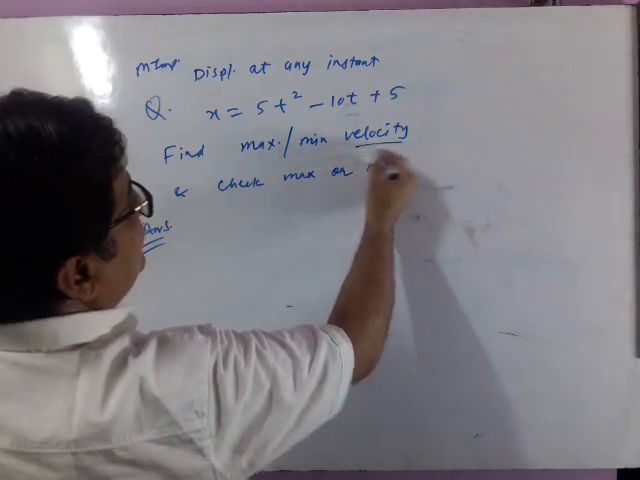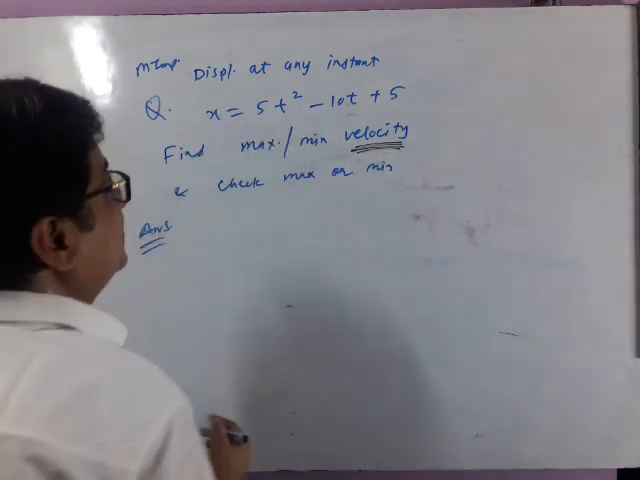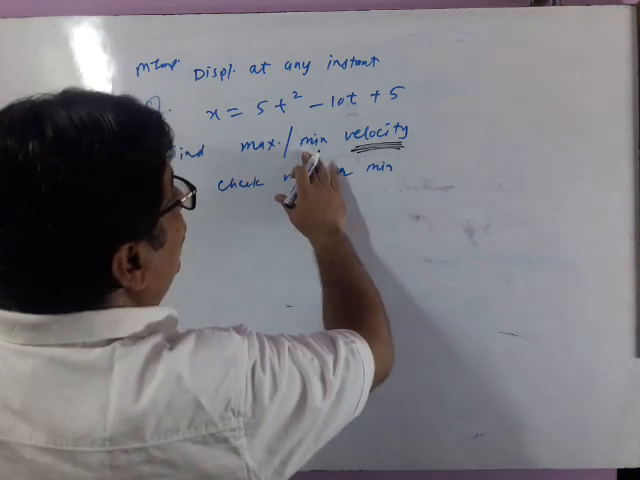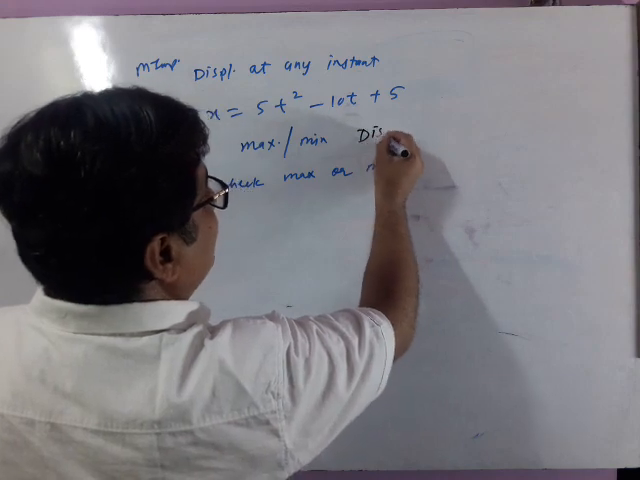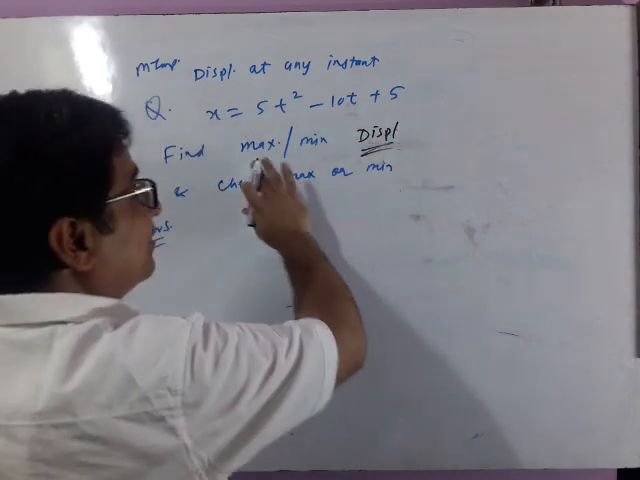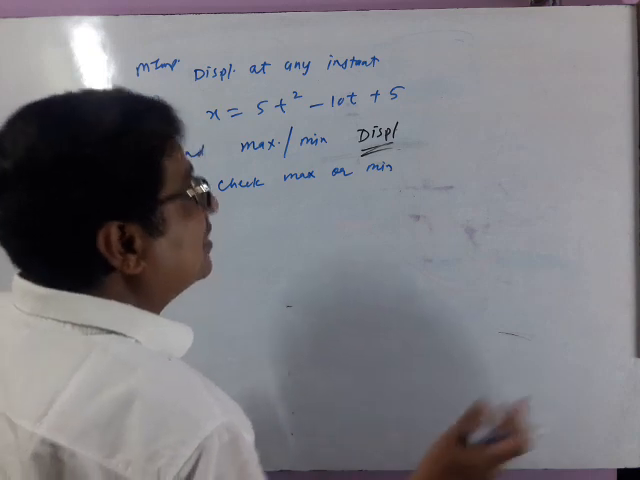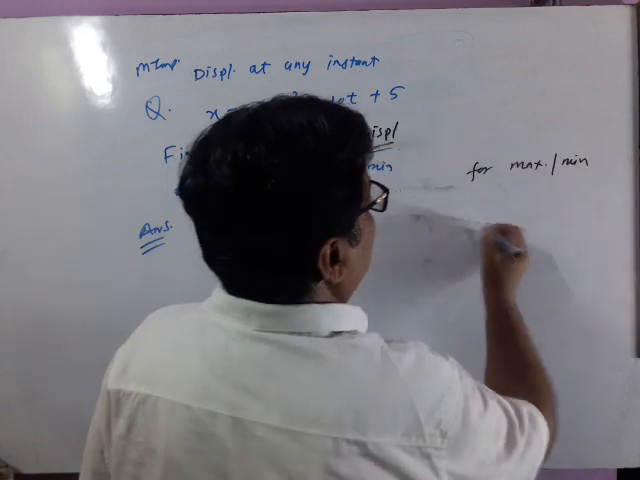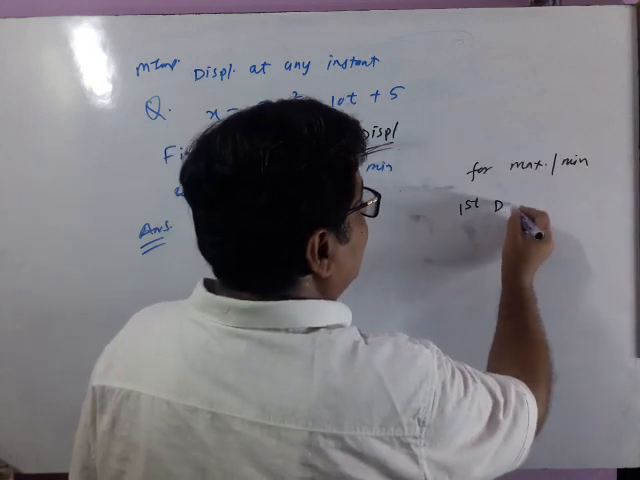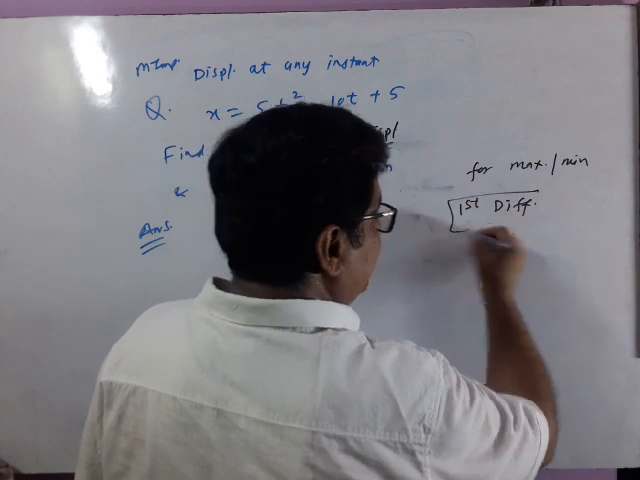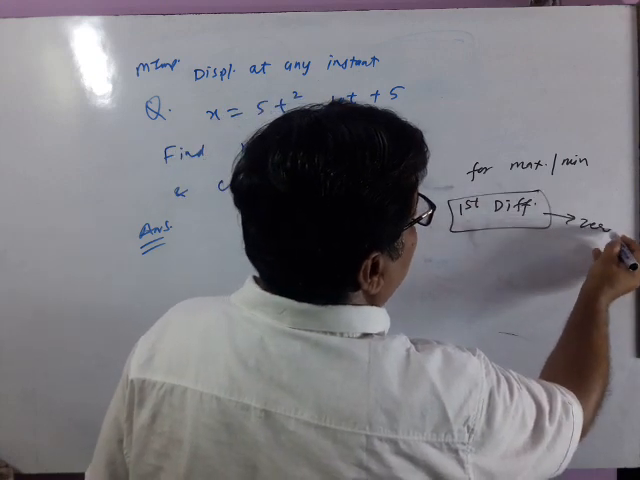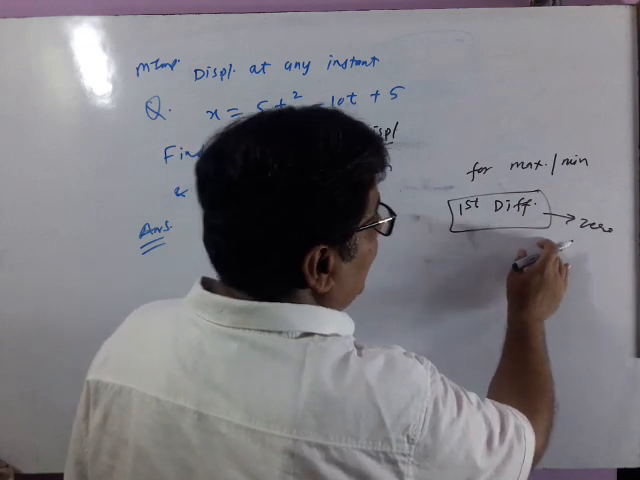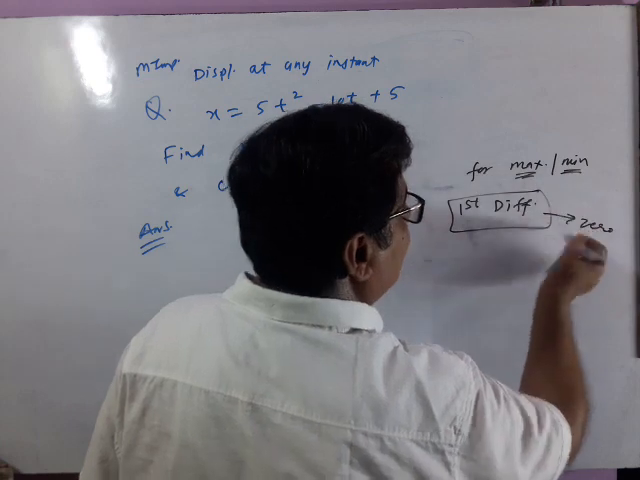See, are you maximizing velocity or maximizing displacement? This question is very, very important. If you say find maxima or minima displacement, then the question will change. Find maxima or minima acceleration, then again the question will change. What is the concept? For maxima or minima, first differentiation is found and put equal to 0. That is called the stationary point. At that point, that quantity will be either maxima or minima.